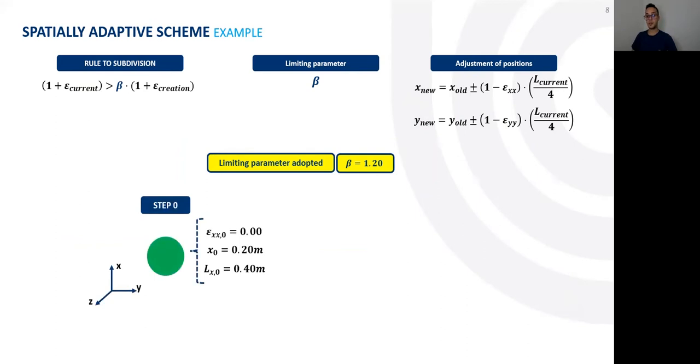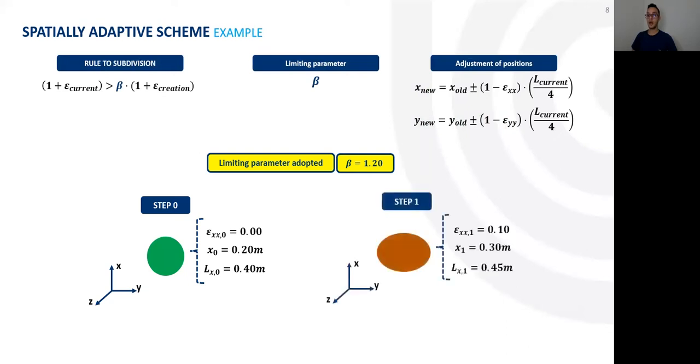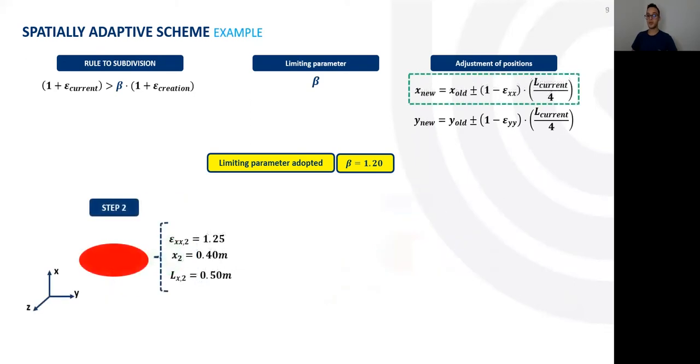In the first step, let's imagine that this particle has moved and deformed and now has a deformation of value 1.10. If we apply the rule of subdivision here, we can check that it is not satisfied yet. In the second step, this particle moved and also deformed more, reaching a deformation of value 1.25. Verifying the rule of subdivision, we can see that it is satisfied.